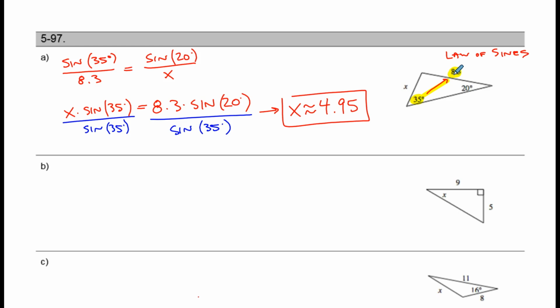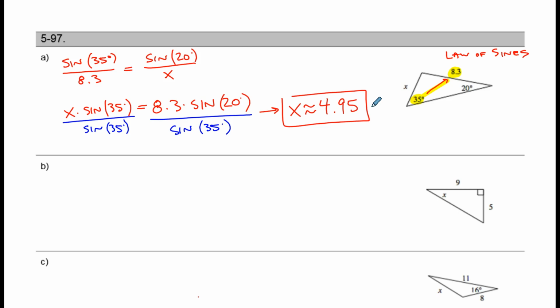4.95, I just want to talk about why this answer makes sense. Of these two angles I have, 35 and 20, 35 is bigger than 20. So the side length across from that should be bigger than the side across from 20. And sure enough, 8.3 is bigger than 4.95, so that's a good thing. That gives me a little sniff test that says, yep, my answer smells okay, I think I'm going to move on.